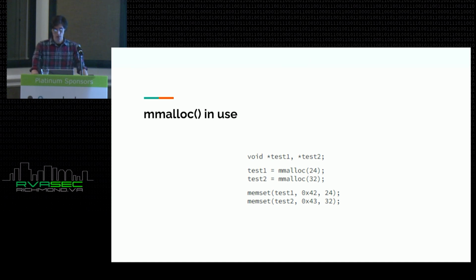All right, so let's put this to use. So we'll make some calls to malloc. So we're going to make 2 calls to it, one for 24 bytes and one for 32 bytes. And then we're going to call memset just to set some values at that memory, 24 bytes for the first one and 32 for the second one.